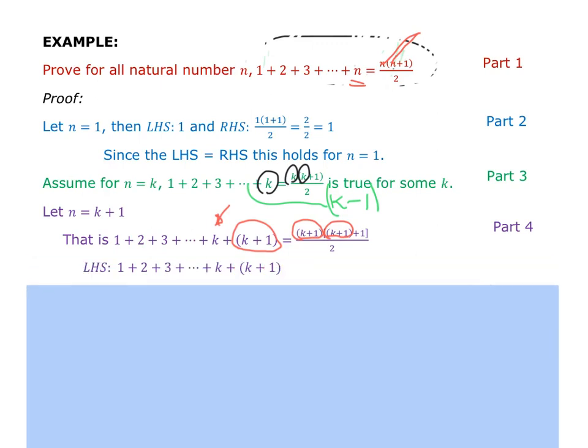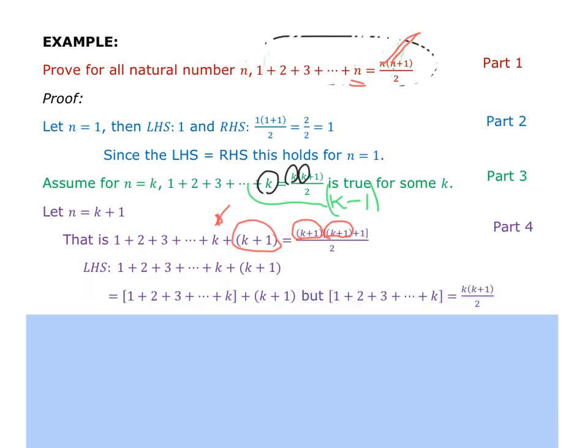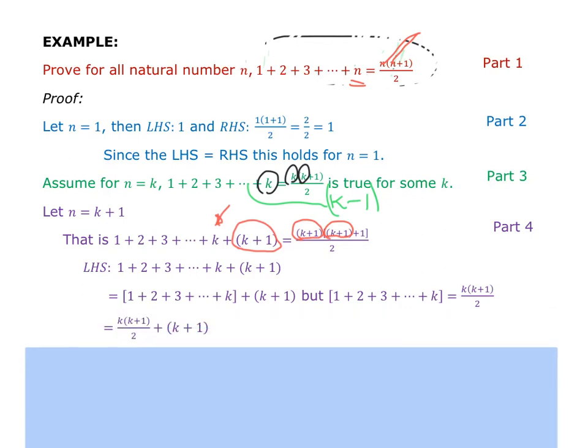So let's work with the left-hand side because it has the most terms. The left-hand side is 1 plus 2 plus all the way up to k plus 1. If I take a look at that first grouping, 1 plus 2 plus all the way up to k, because we assumed it was true for some value k, that can be replaced with k times k plus 1 over 2. So then what we really have is the first terms, 1 through k, replaced with k times k plus 1 all over 2, and then we still have the k plus 1, which is what we were hoping to prove.